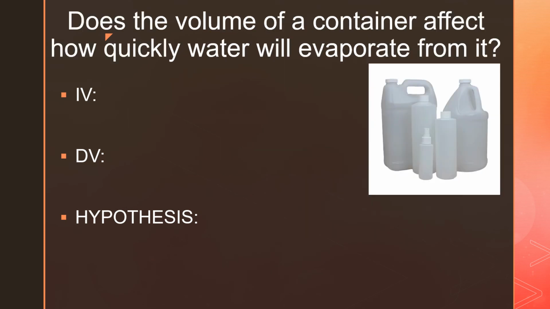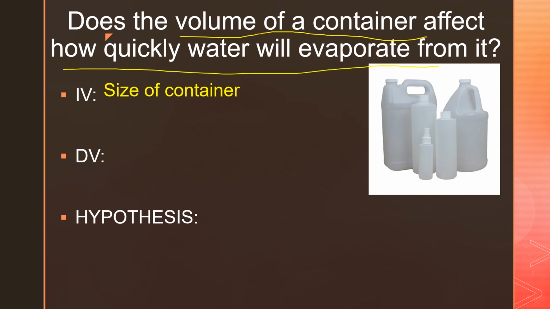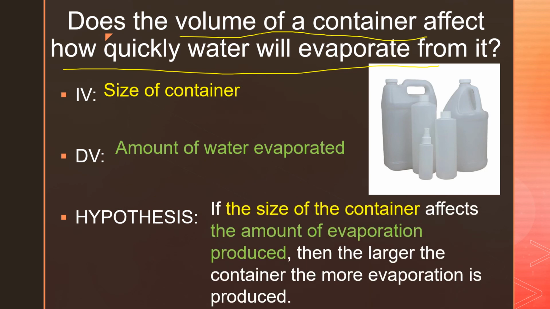All right. Does the volume of a container affect how quickly water will evaporate from it? So this time we're going to change different volumes of containers. And what we're going to test, or what we're going to observe, is how quickly the water evaporates, the amount of water evaporated. So your hypothesis may look something like this. If the size of the container affects the amount of evaporation produced, then the larger the container, the more evaporation is produced.